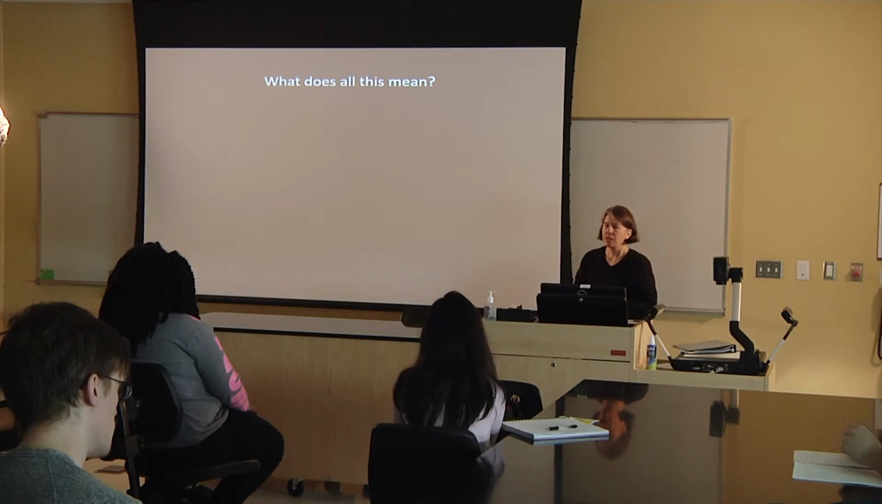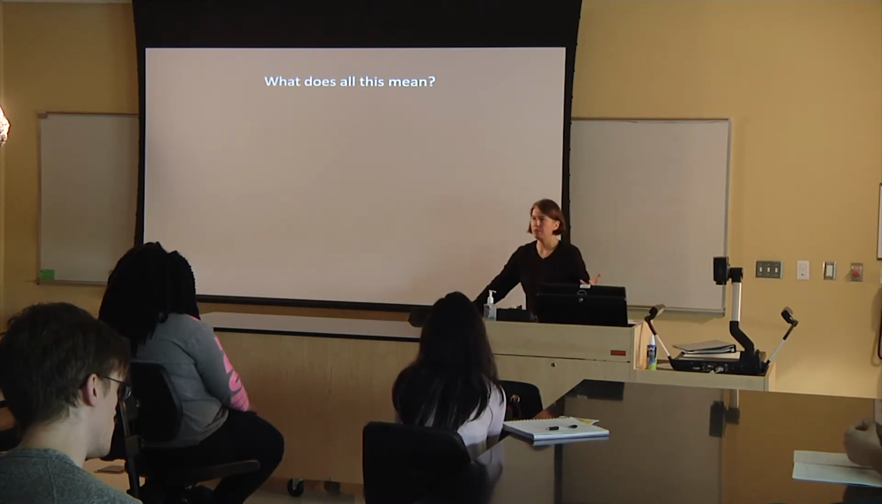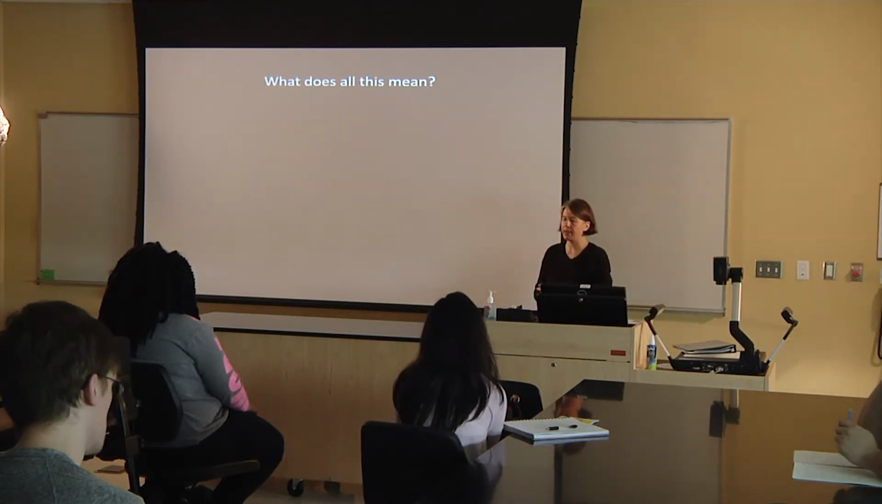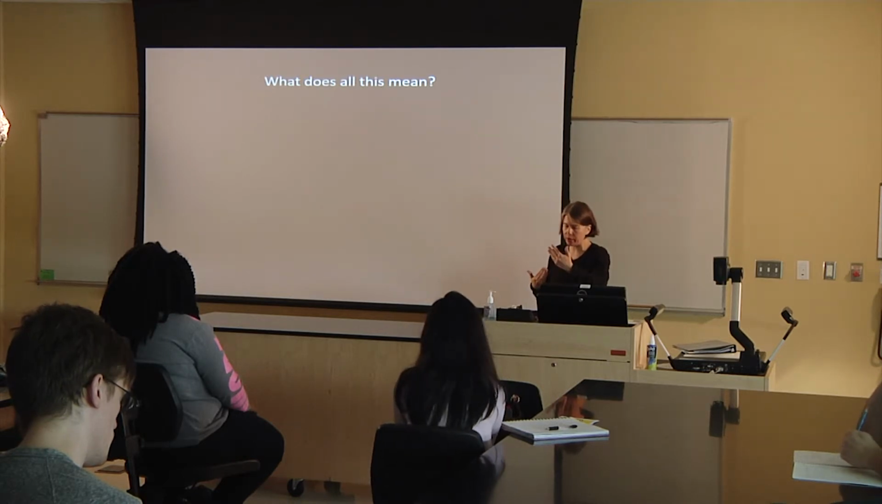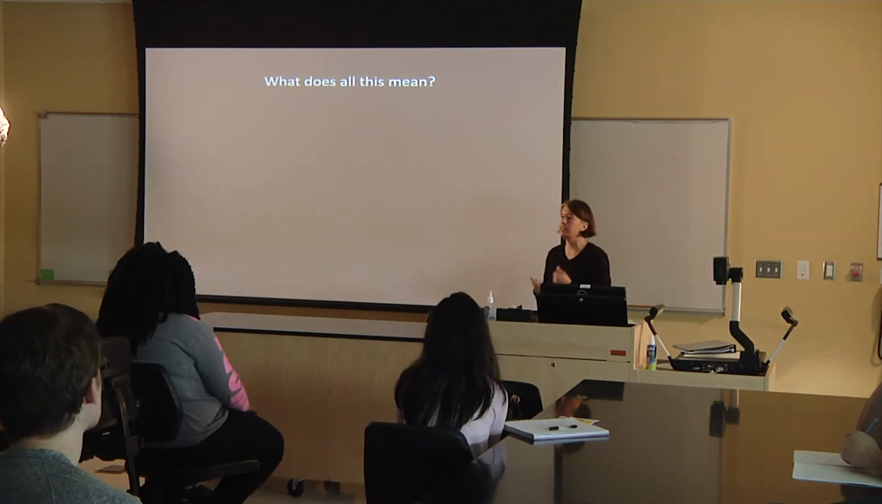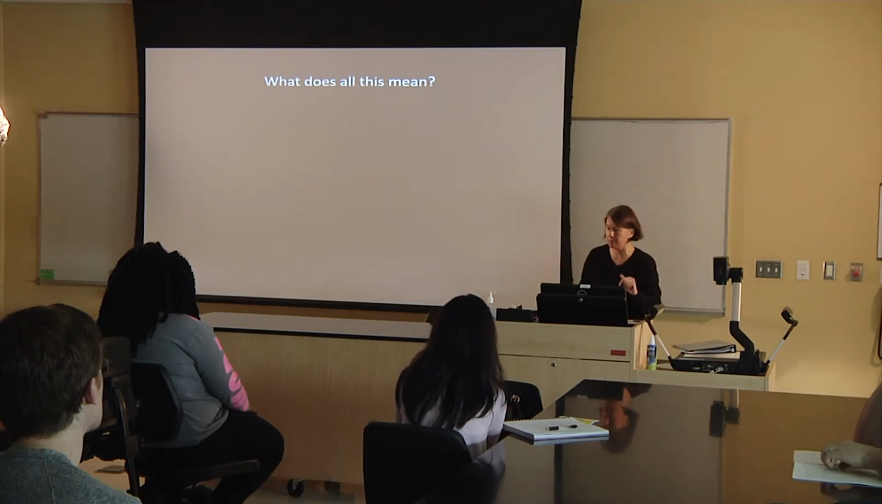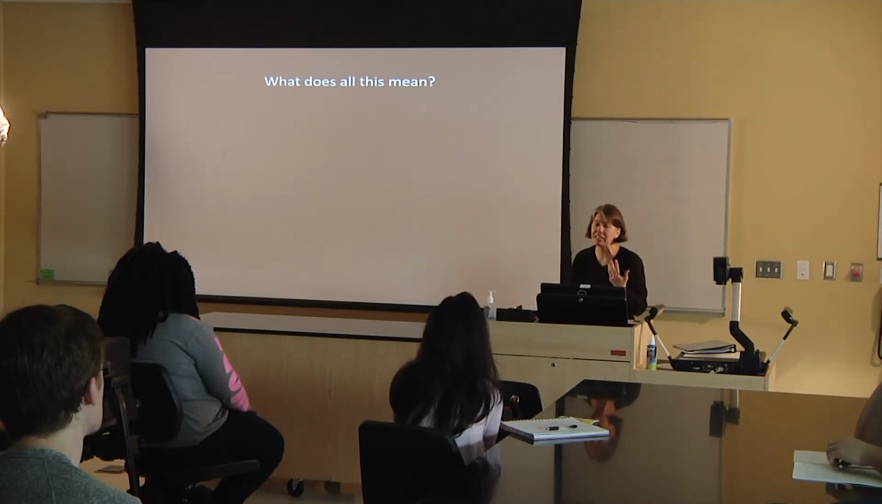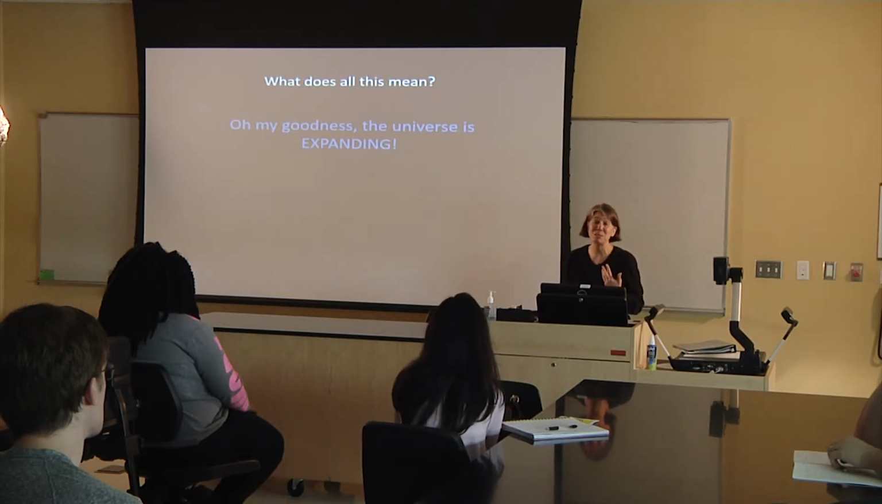Okay. So, bring this all together back to what's happening. What did Hubble find? Hubble found most galaxies are moving away from us. Hubble found that the galaxies that are farthest away are moving away from us the fastest. What does this mean? Oh my goodness. It means, yeah, the universe is expanding.